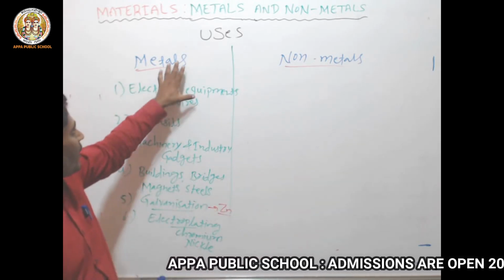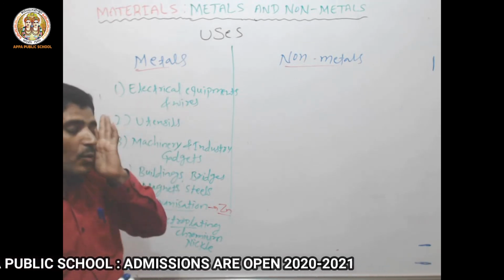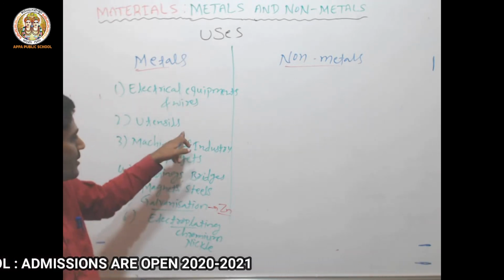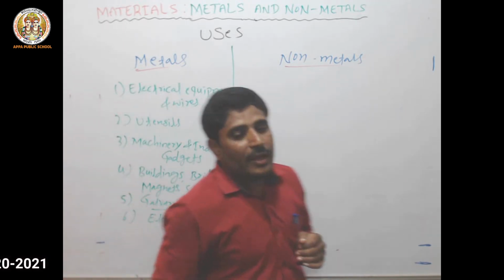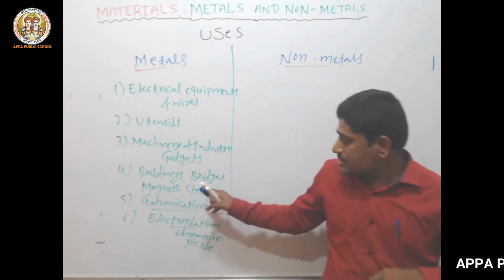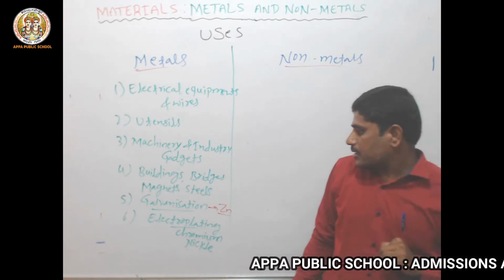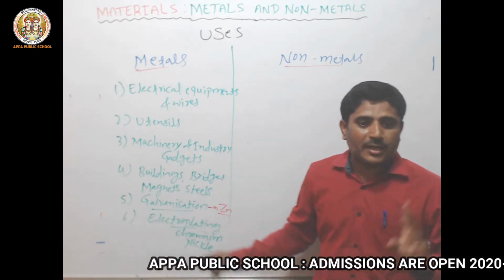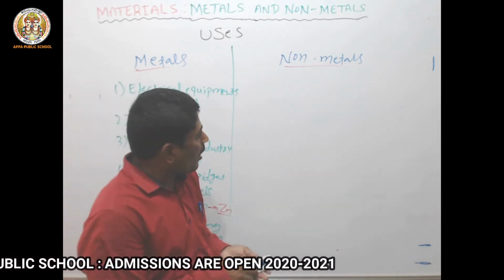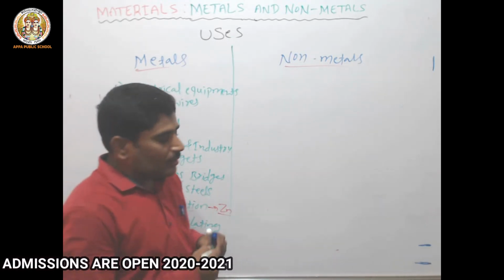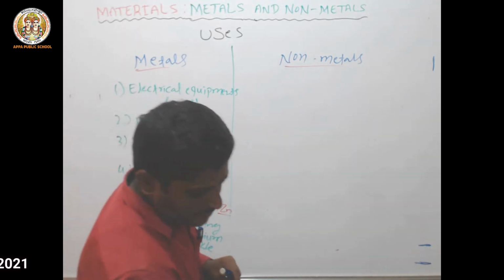Yes, the point is clear. The uses of metals: electrical equipments as well as wires and utensils. It is used in the preparation of machinery parts as well as industry gadgets. Next, to construct buildings, bridges, magnets and steels. And in case of the galvanization process and electroplating process, you should remember. Next, after this, we are going to study the uses of non-metals.